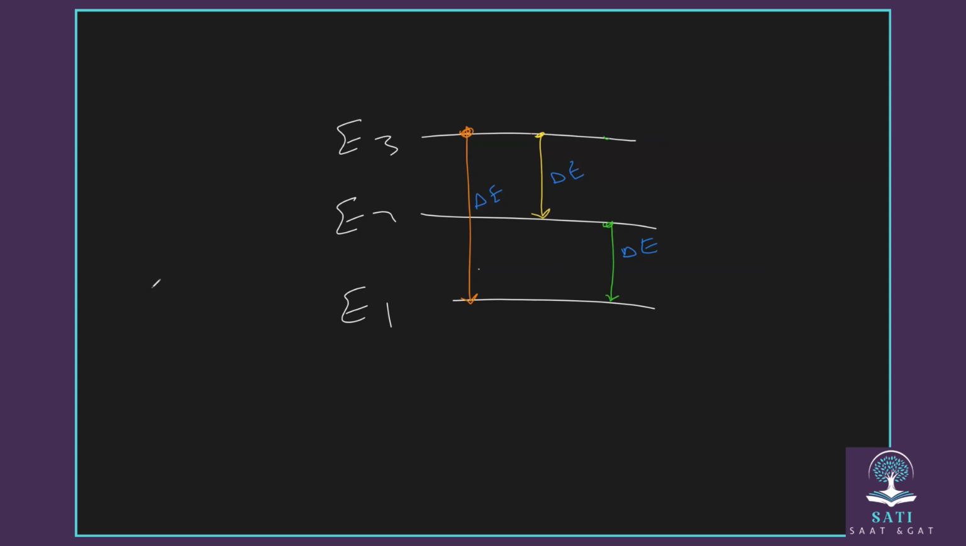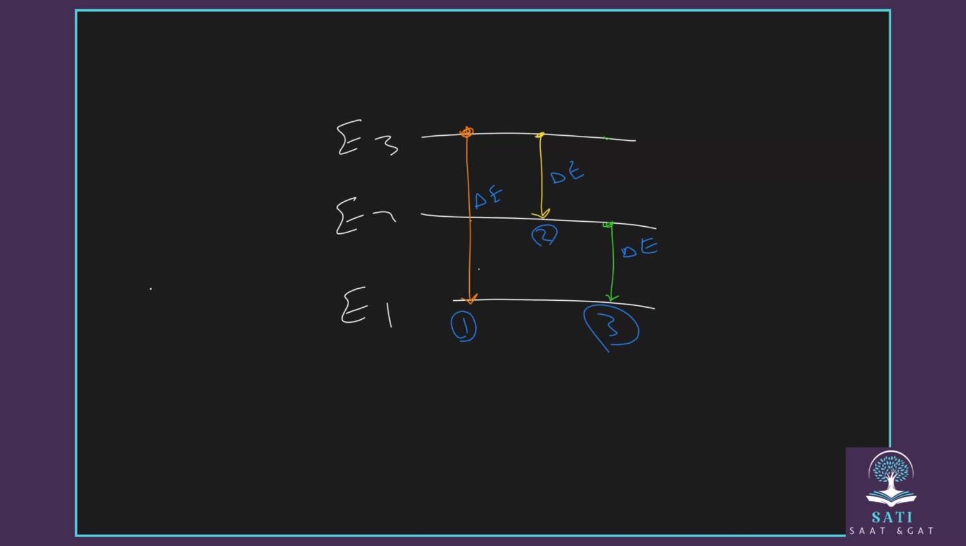This emitted photon has energy, and this energy represents the difference between the two levels that the electron moved through. So in this case, which one will have the highest energy of the photon? Photon number 1, or photon number 2, or photon number 3?